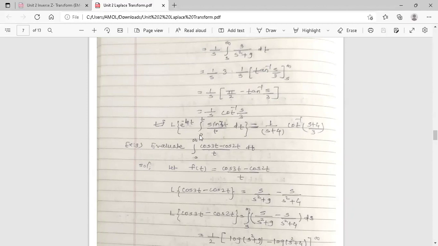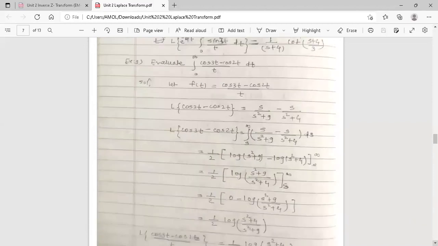So you replace s in f of s by s plus 4. This is your f of s, 1 upon s into cot inverse s upon t. So here you replace s by s plus 4. It is 1 upon s plus 4 into cot inverse s plus 4 by 3. This is your answer. Okay.